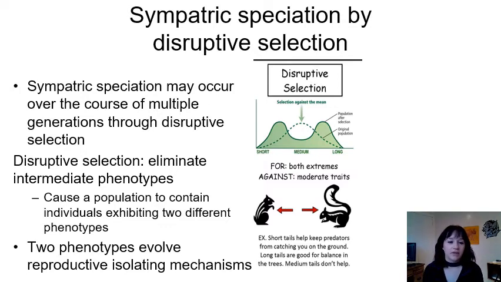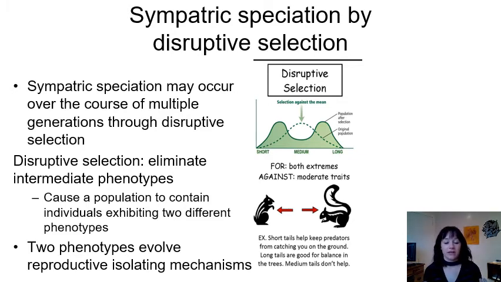So, for example, we have these two different types of, I don't know, squirrels or chipmunks, right? And the population is going to split, and there's going to be one subpopulation that has a shorter tail and one that has a longer tail. Having a shorter tail helps them to escape from predators, right? Because they can run quicker and there's less for them to grab onto. However, having a long tail is really good for balancing in trees, right?